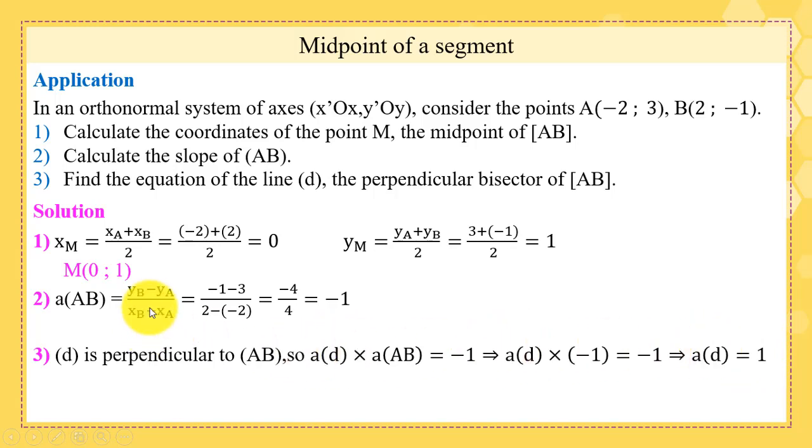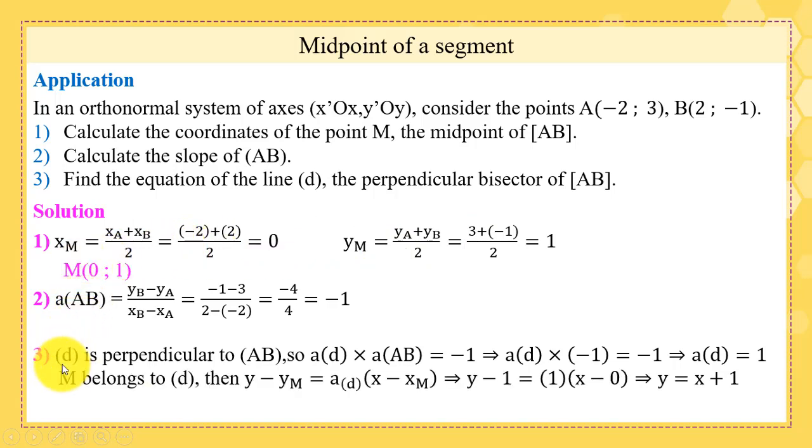Also, the straight line D is the perpendicular bisector of the segment AB. And as we know, the perpendicular bisector cuts the segment AB in its midpoint. So, the point M belongs to the straight line D. Since M belongs to D, we apply the relation y minus ym equals a of D times x minus xm. Here, y minus 1 is equal to the slope of D, which is 1, times x minus 0, to get y equal x plus 1, which is the equation of the straight line D.